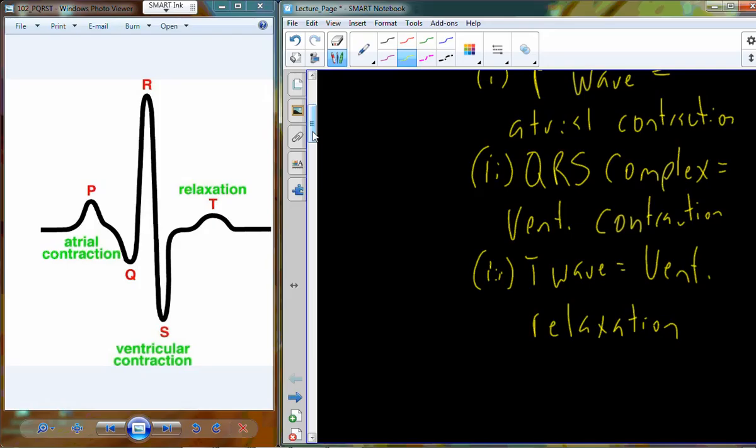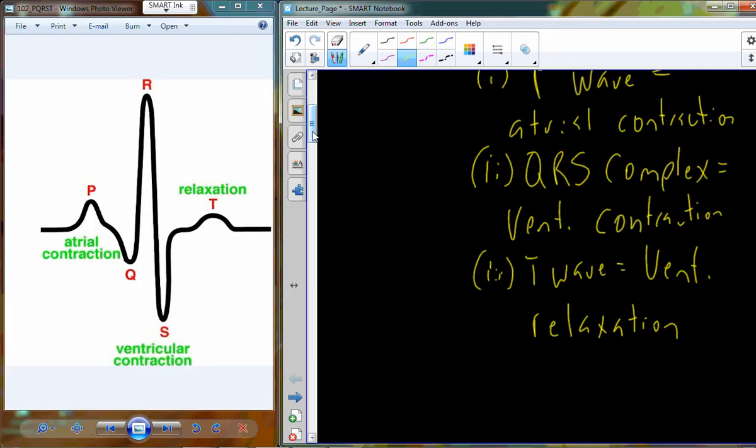Yeah, it's going to be covered up by the QRS complex. Remember that the ventricles have a large amount of muscle tissue. They're the most muscular portions of the heart. And so any electrical activity any other place in the heart at that time is going to be covered up by that massive amount of electrical activity in the ventricles. So atrial relaxation actually occurs behind or hidden by the QRS complex.